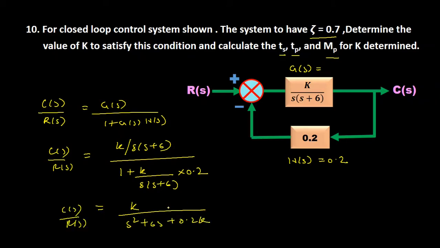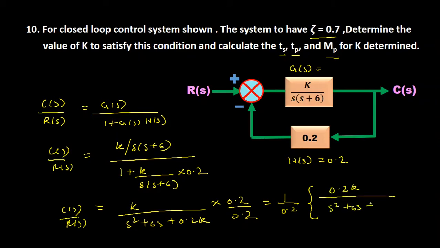Now here we can see that this equation is not in the form of the standard equation of closed loop transfer function of second order control system. So to convert it in standard form, we multiply and divide this equation with 0.2. Then this will be equal to 1 upon 0.2 whole multiplied by 0.2K divided by s square plus 6s plus 0.2K. Now this equation which is in the bracket is in the form of the standard equation of closed loop transfer function of second order control system. Now let this equation be equation number 1.